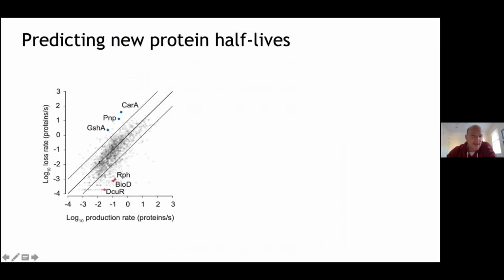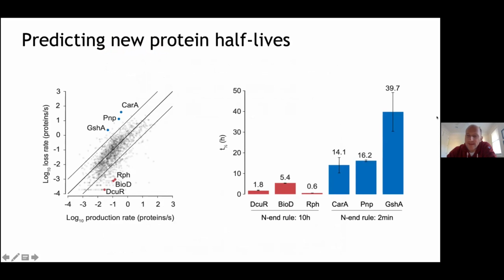So we actually went in, and for some of these outliers, these 6 outliers, we made the measurements. And in all of the cases where the NN rule said long half-life, the model said, no, it should be shorter. In fact, it was shorter. In the cases where the NN rule said a very short half-life, but the model said a very long half-life, the model again was correct.